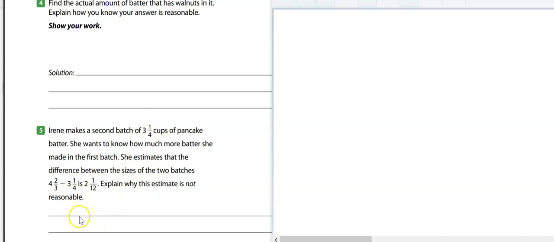They already estimated it for us, and we already know that our estimate is not reasonable based on the correct answer. So we need to go ahead and subtract 3 1/4 from 4 2/3 to find out why the estimate of 2 1/12 is not reasonable.